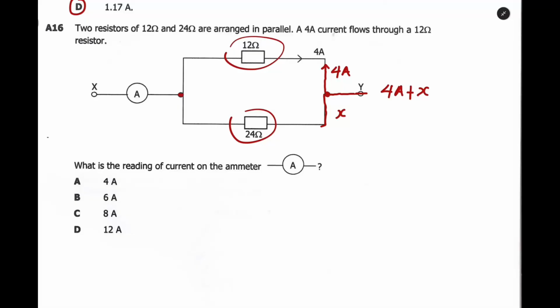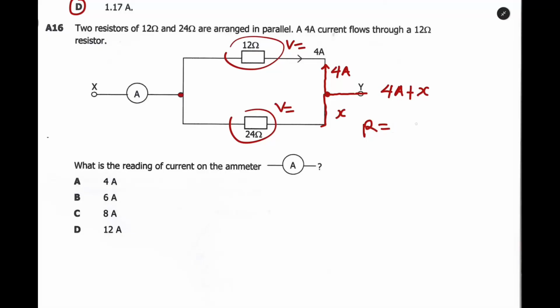Now, one thing you should know is that these are connected in parallel. And what do they have in common? They have equal voltage. So we are going to try and find the voltage here. If you find the voltage here, that is the same voltage here. If we find the voltage here, we can use voltage and resistance to find the current here. Let us go. So let us find the voltage.